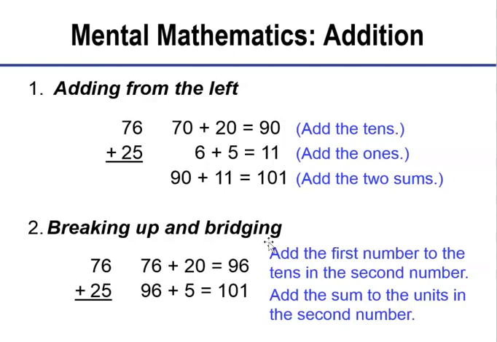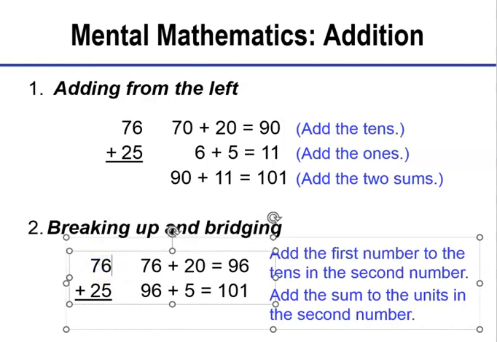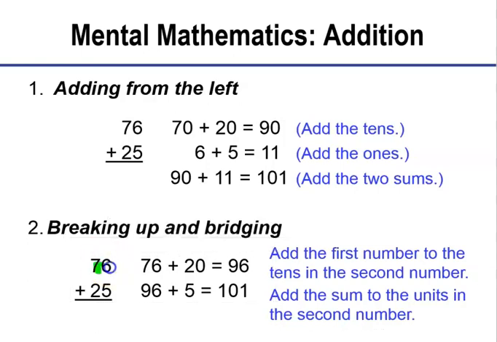There's something else called breaking up and bridging. And so notice what they're doing here. They're taking the first addend, 76, and adding that to 20. We're leaving off the 5, which gives you 96, and that's pretty easy to go back and pick up the 5 and add to that. So it's like breaking up and bridging is what they call that. So interesting.